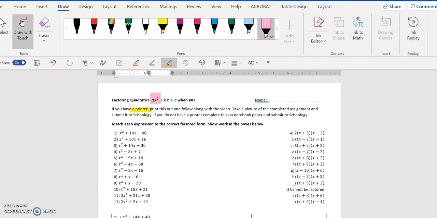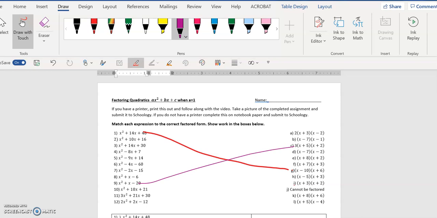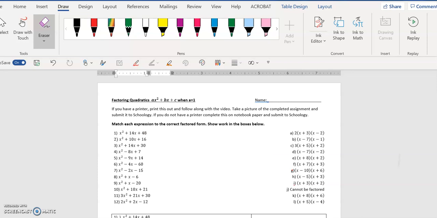These are called quadratic expressions because in every problem, the independent variable x is squared. That's the highest exponent. These are said to have a degree of 2. The highest exponent is 2. So, as you factor these quadratics, we're going to match the expression to the correct letter, to the factored form. So that's our goal here, is to match each number to a letter. Let's get started.